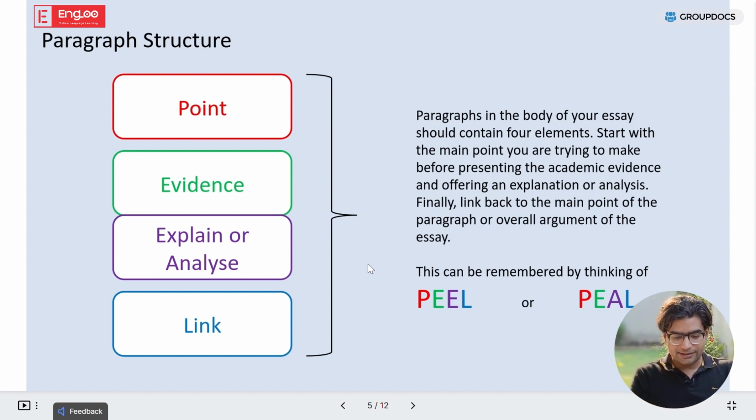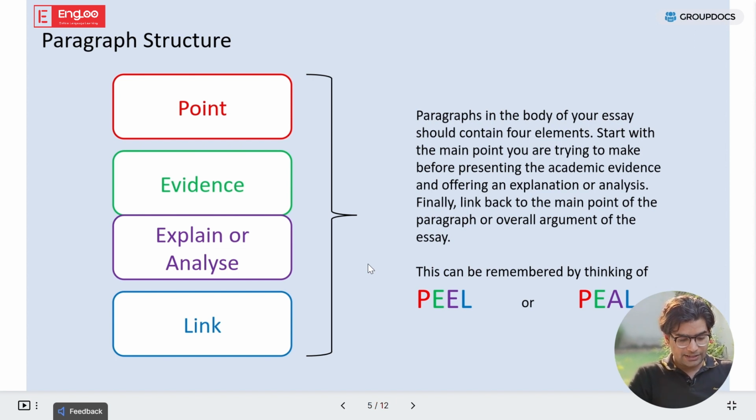Now see, paragraphs in the body of your essay should contain 4 elements as described earlier. Start with the main point you are trying to make before presenting the academic evidence and offering an explanation or analysis. Finally, link back to the main idea of the paragraph or overall argument of the essay. Linking back means you finally write down a concluding sentence to sum up your paragraph. Okay, and you can memorize this structure with the help of these words, PEEL or PEAL.